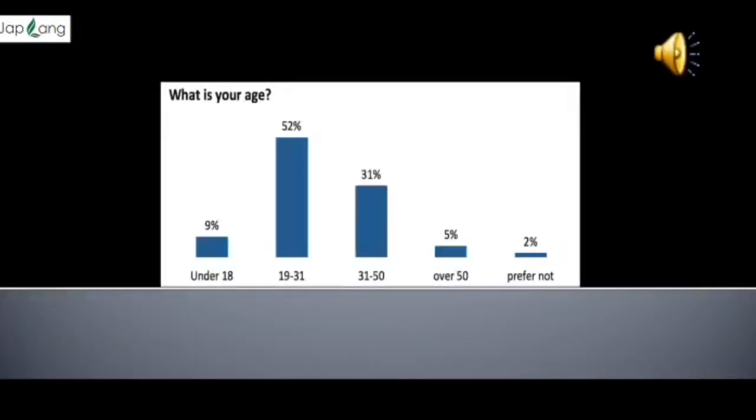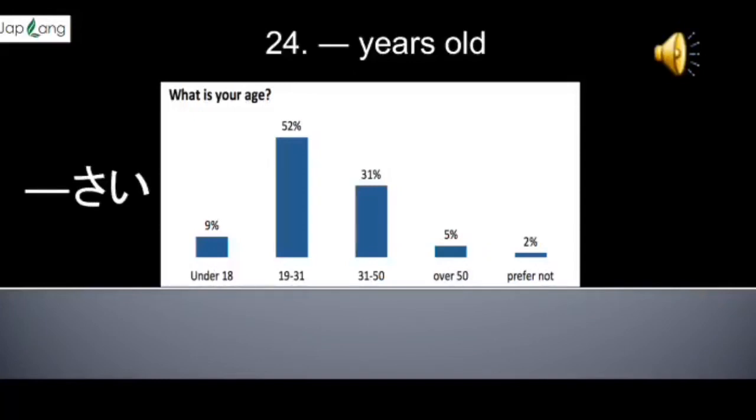Alright, next will be age, years old, right? How do you say, I am 25 years old, 26 years old? We say it with a number and then we put sai. We have already learned numbers, and then you have to add sai after the numbers. It means you are that many years old. Sai.